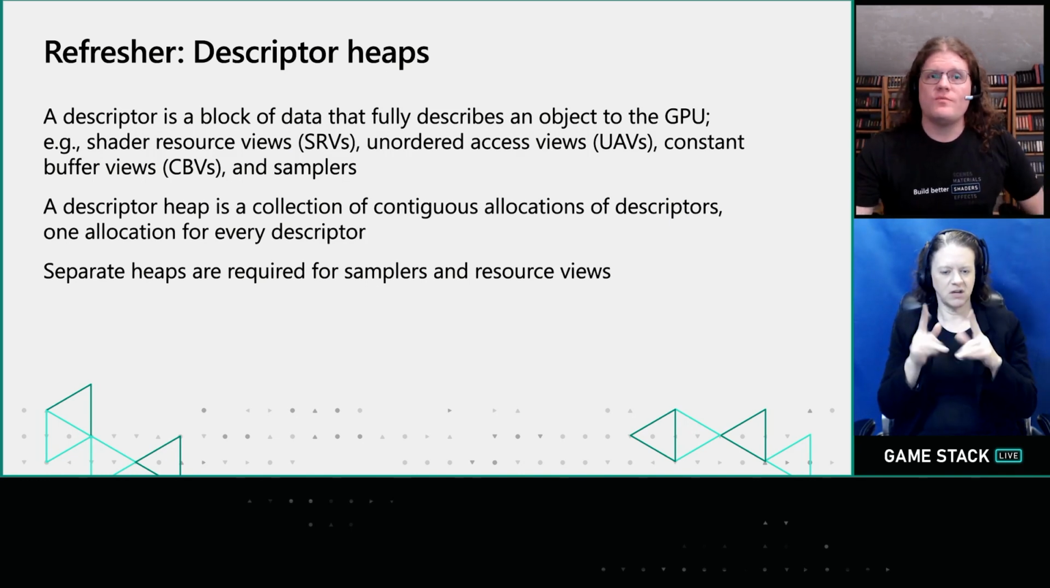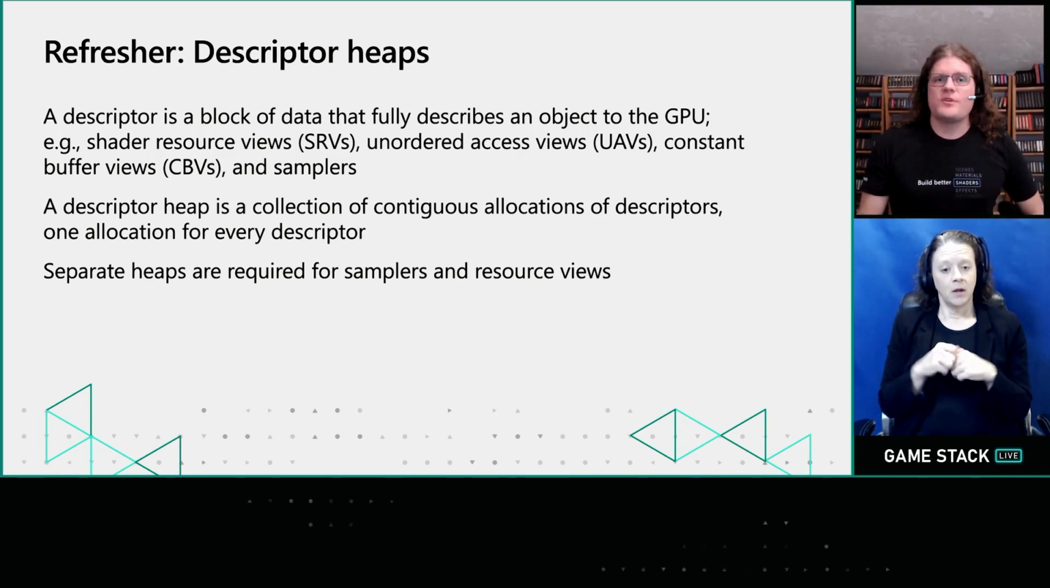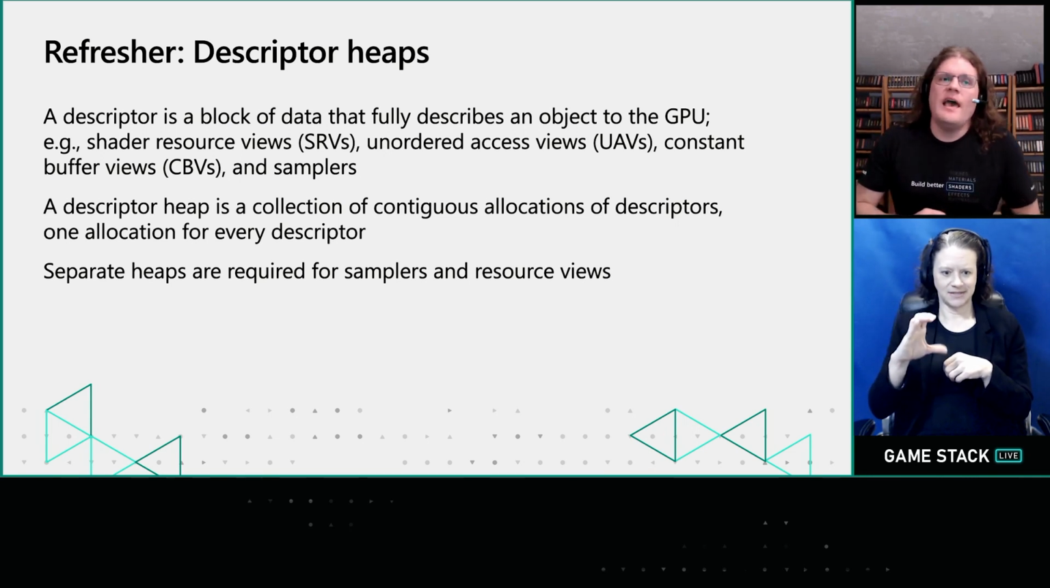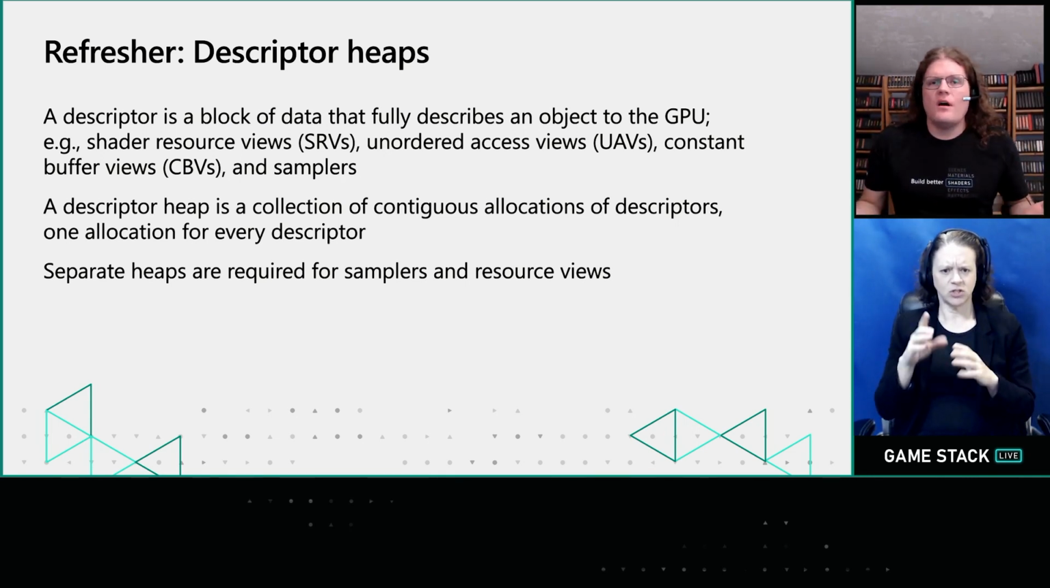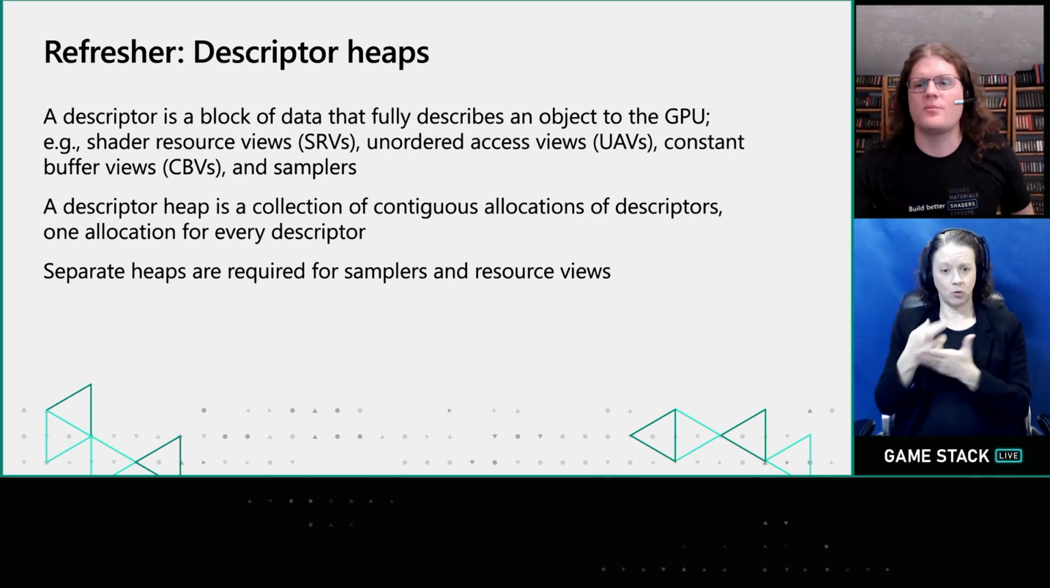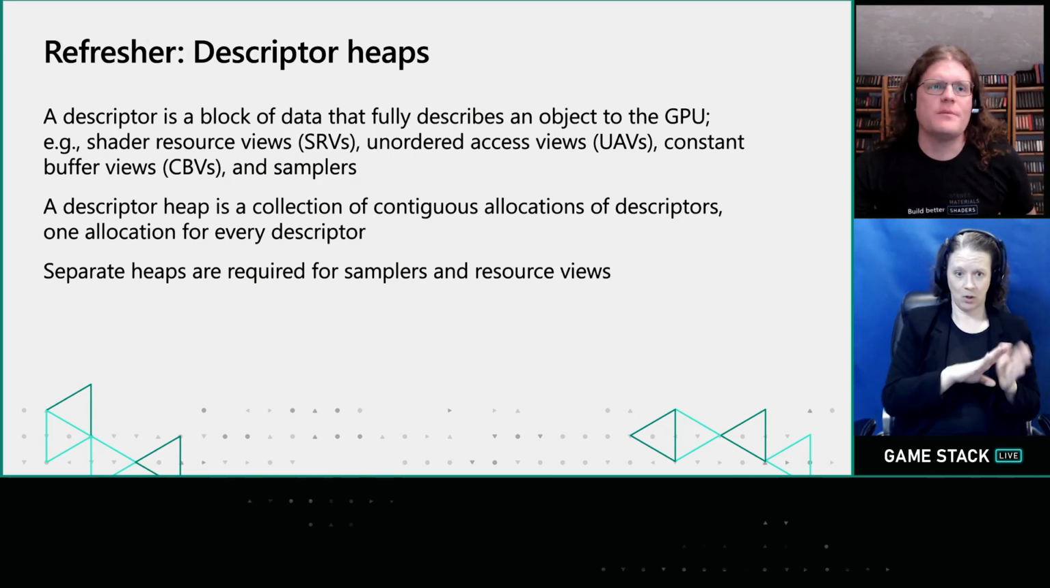The different kinds of descriptors, of course, are SRVs, UAVs, constant buffers, and samplers. Now, samplers are kind of weird. They're always going to be a little off to the side. And so for this reason, all along in the API, you had to set up your resource heap in one place and your sampler heap in another place. And that's going to come into play here in a minute.